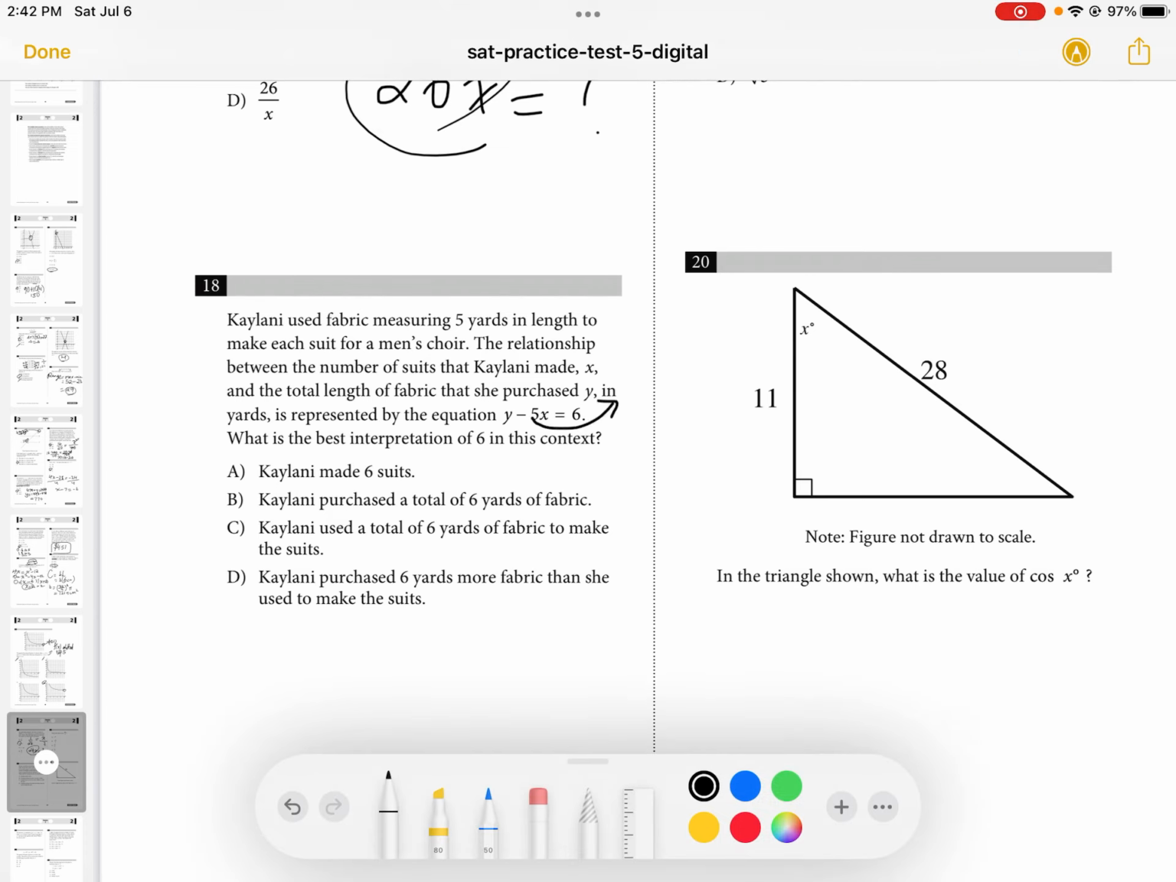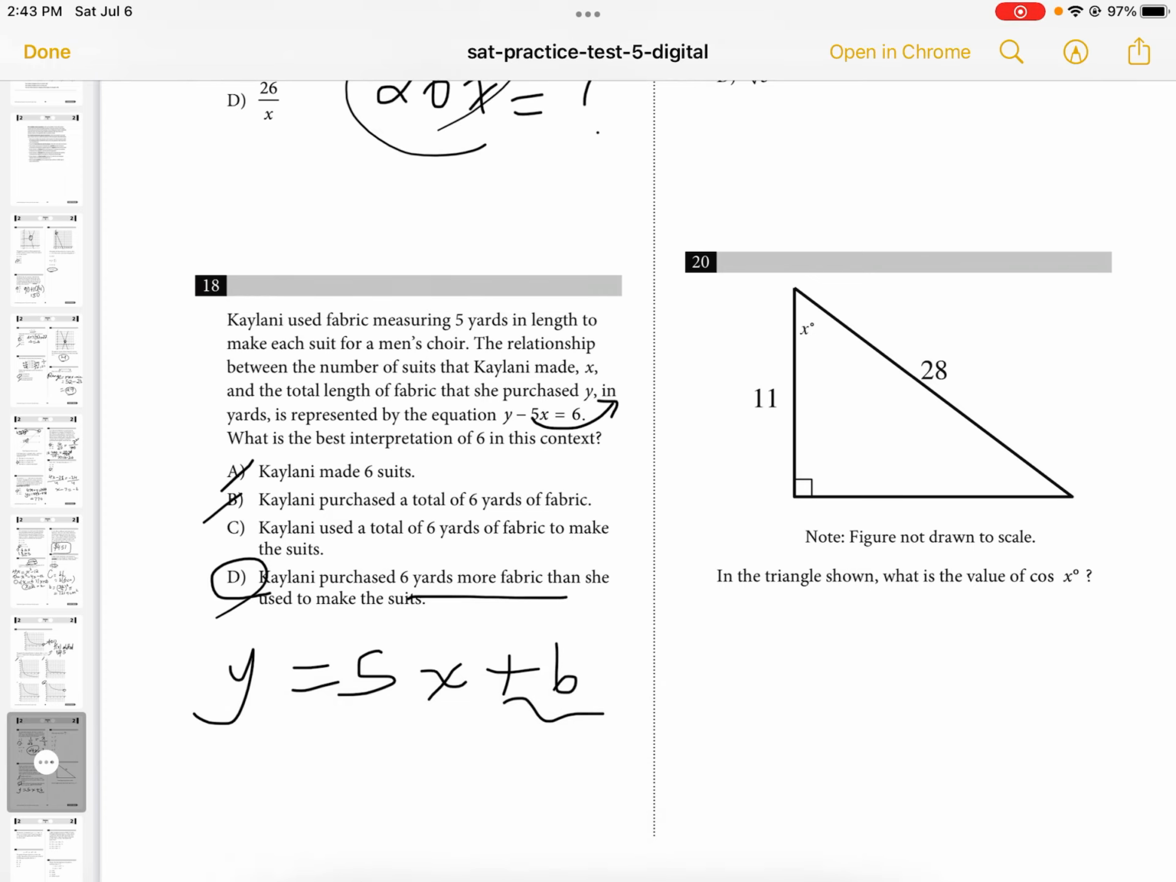Okay, so if we move the 5x to the other side, we get y equals 5x plus 6. Now this plus 6 is an extra 6 yards that she purchased and that she didn't use. So that's not A. Does not mean A, right? It means D. She purchased 6 yards more fabric than she needed. Okay, next question.